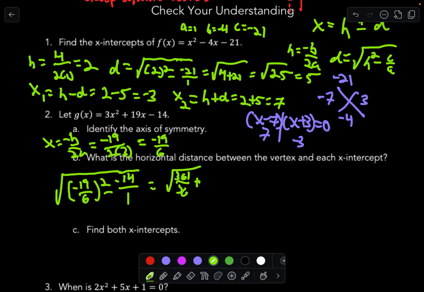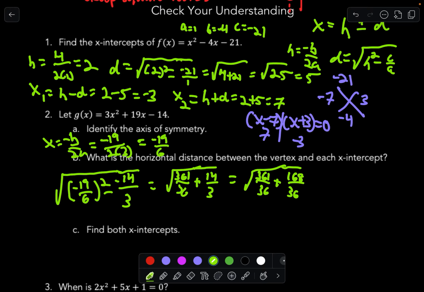Oh, that's not over 1. That's over 3. So that's going to be plus 14 thirds, finding a common denominator of 36. This is going to equal the square root of 361 over 36 plus 14 thirds, and I'll make it some number over 36. I have to multiply top and bottom by 12. So 14 times 12 is 168. So we got 361 plus 168 over 36.